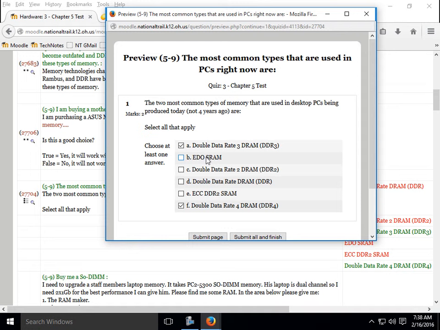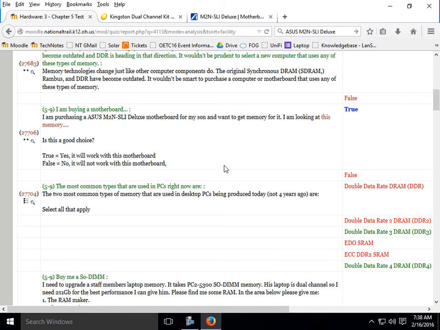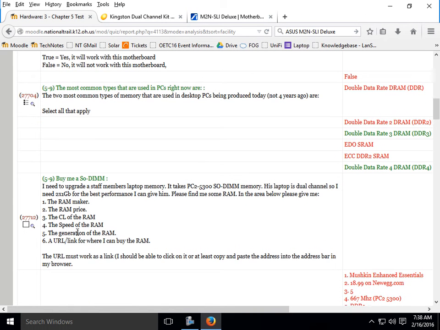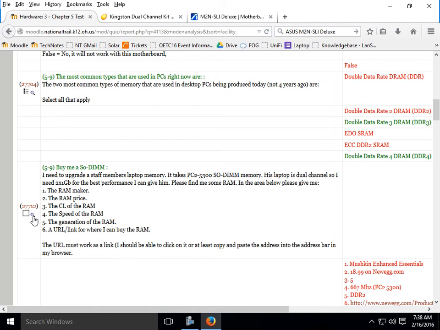That's like from when I was maybe 25. That's how old EDO RAM is. In fact, I have some if you'd like to make a keychain with it. And then obviously ECC, DDR2, and DDR are all older technologies. Everyone got this right today.